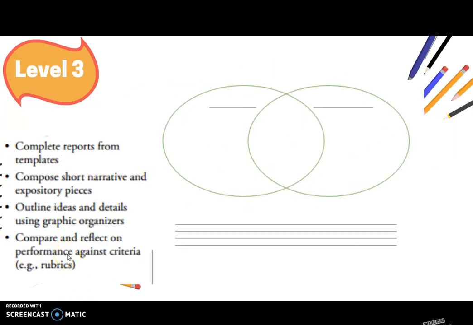Just a quick example for level 3. I could take away this word bank, still providing the graphic organizers to help them organize their thinking, but I can see here for writing they can compose a short narrative, so I know that I don't need to have those sentence frames in order for them to be able to successfully complete my assignment.